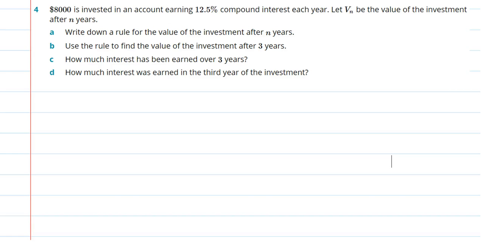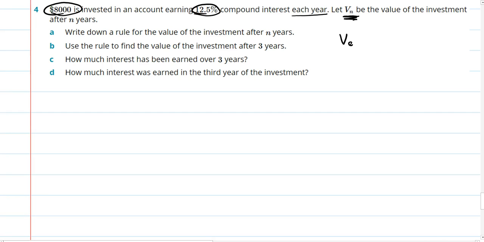Okay, so now we're looking at another compound interest investment, this time $8,000, 12.5% compound each year. It hasn't told us there's any other compounding period, so we're just going to leave it as is. And now we're doing Vn as the value of the investment after n years.